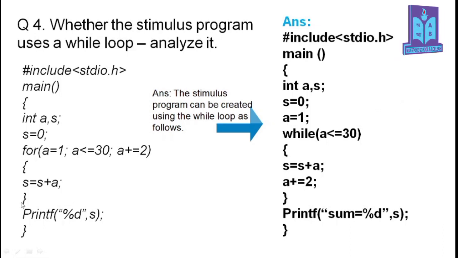And printf("%d", s) is the last portion, the same as in the original. If you write this C code appropriately, converting the for loop to a while loop, you obtain marks 4 out of 4. Always write C programs carefully: semicolon, first bracket, second bracket.